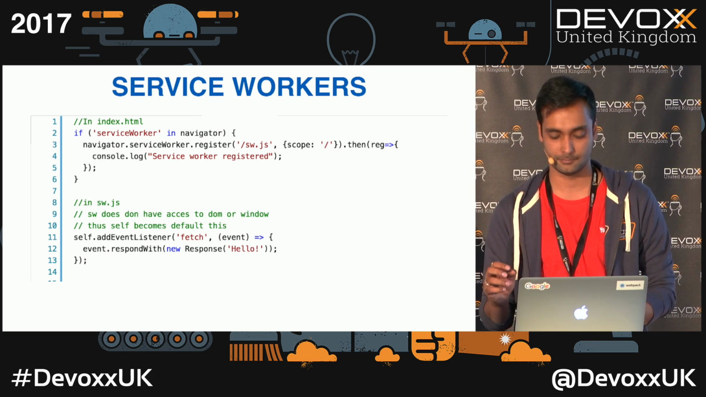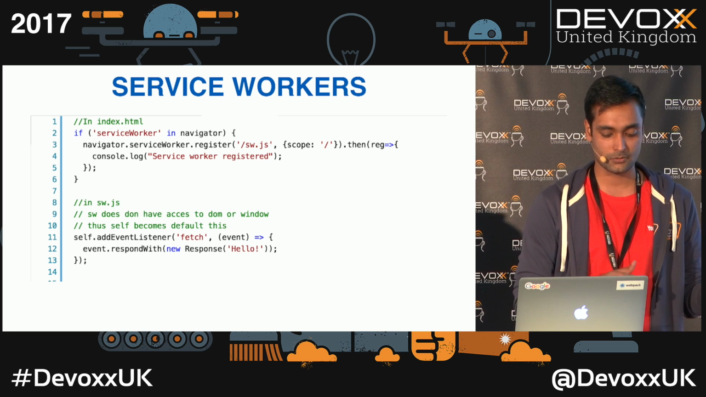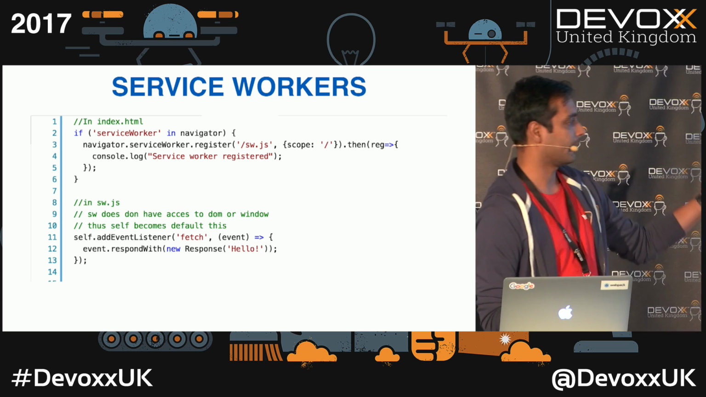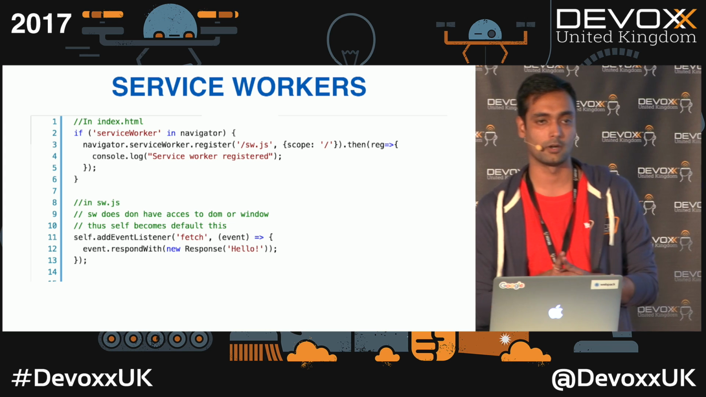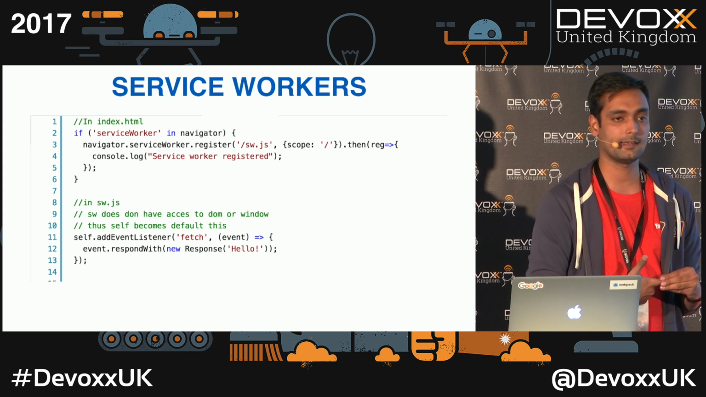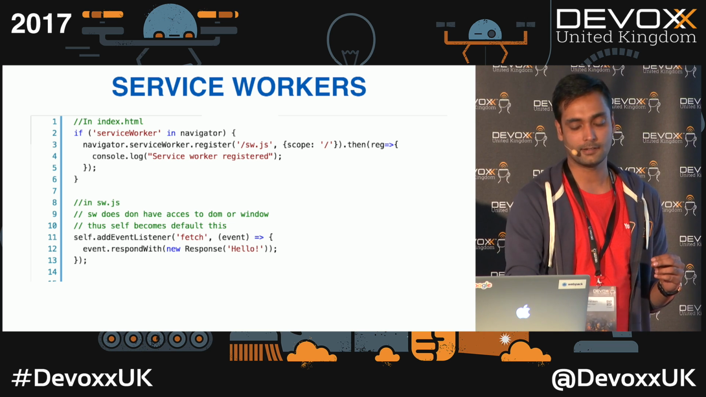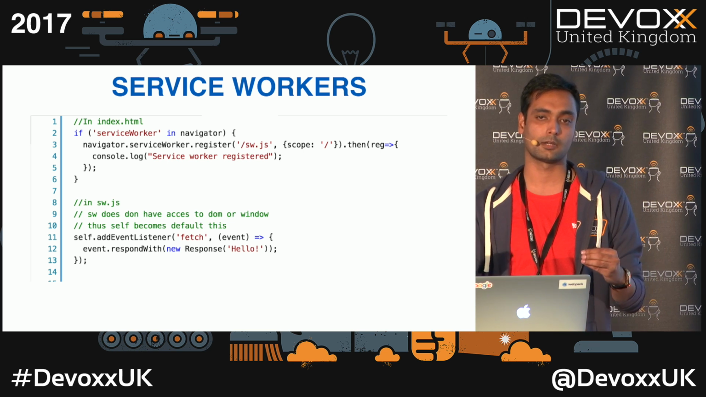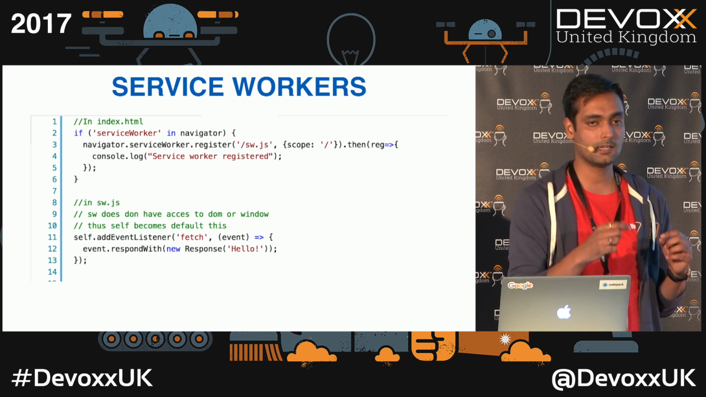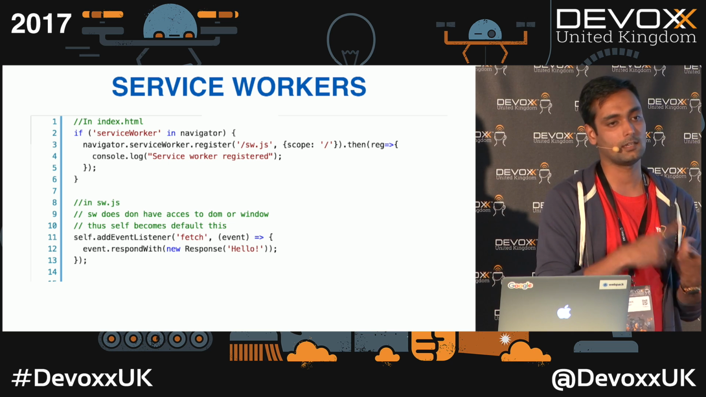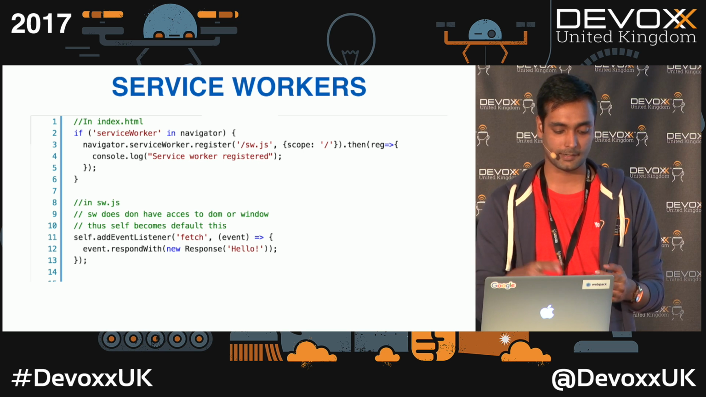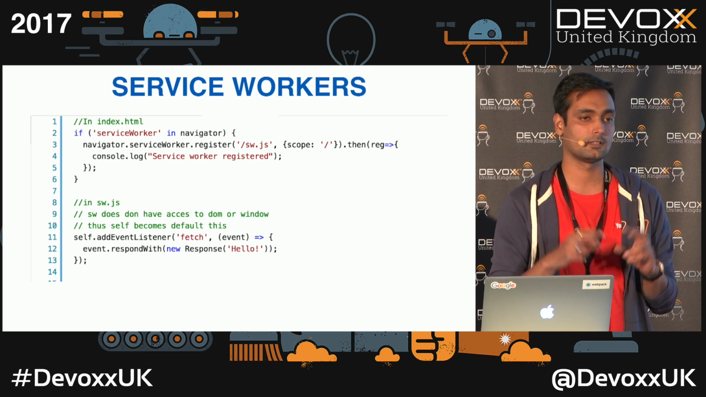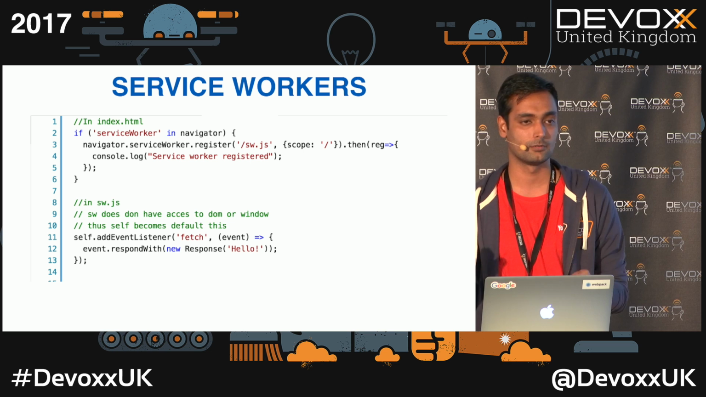In the service worker file, you can just add an event listener for fetch and respond with whatever custom response you want. So this code will get activated on every outgoing request. Any request, any CSS, any JS, any API request that you make to your server at this point of time will be responded to with just a text of hello.